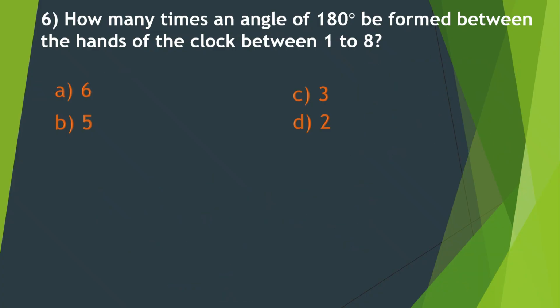Seventh question on your screen and your time starts now. How many times will an angle of 180 degrees be formed between the hands of the clock between 1 to 8? Seventh question.